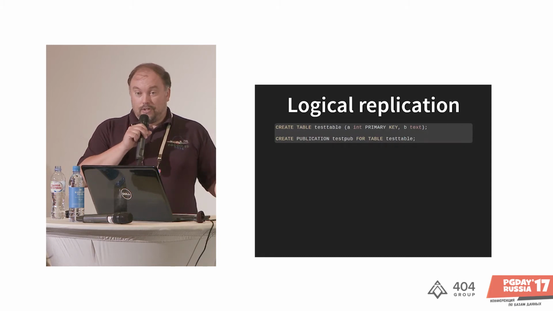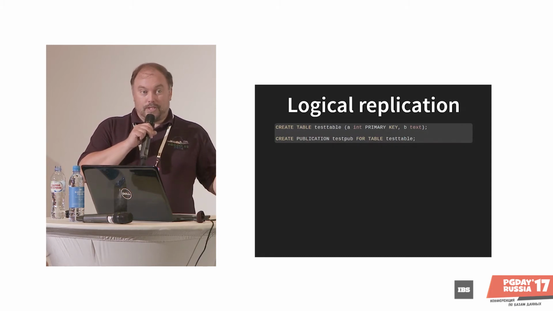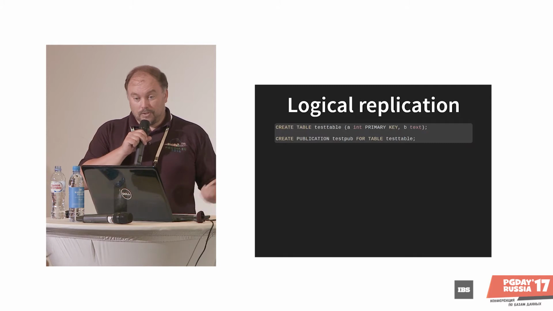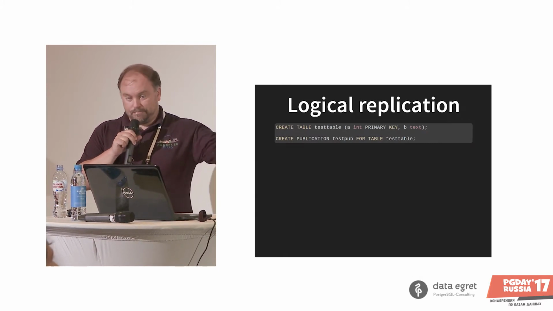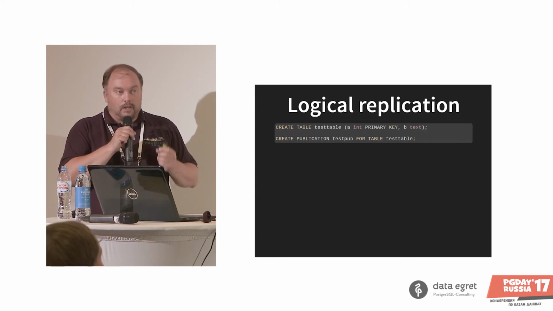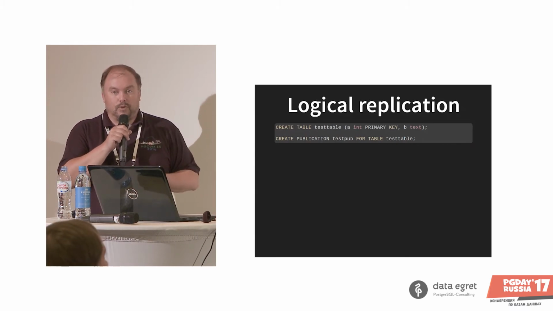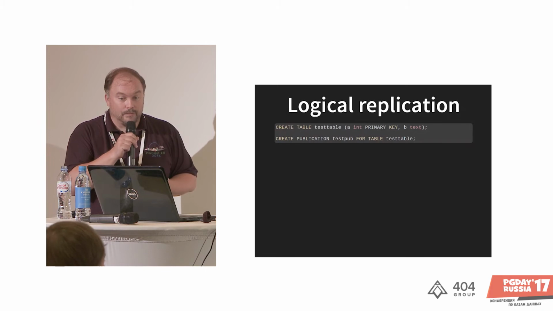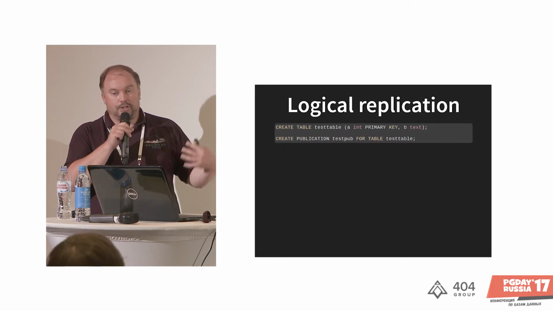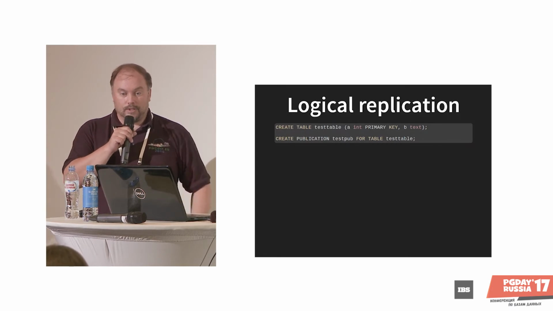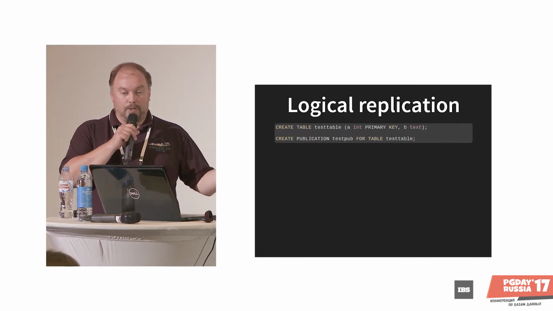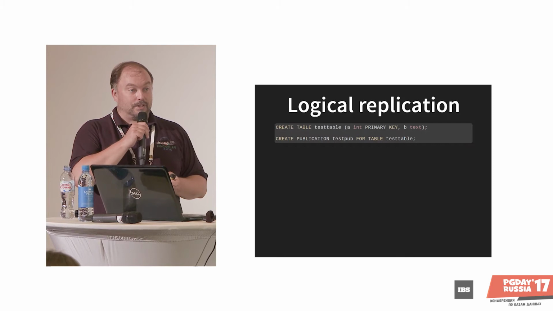To use it, it's actually real simple. This is logical, so we do this at the database level. In this example, we create a table as usual, create table, test table. We got a primary key and a text field. And then we create this new type of object that is called a publication. A publication is a collection of tables that are replicated as a unit. So in this case, I create a publication called testpub for the table test table, and that's it.